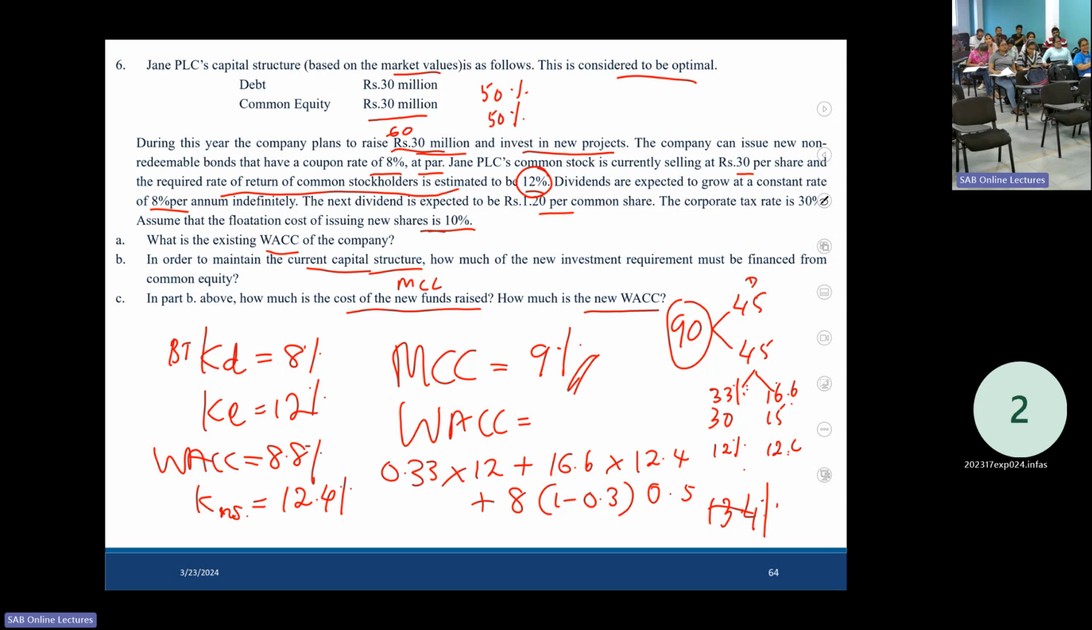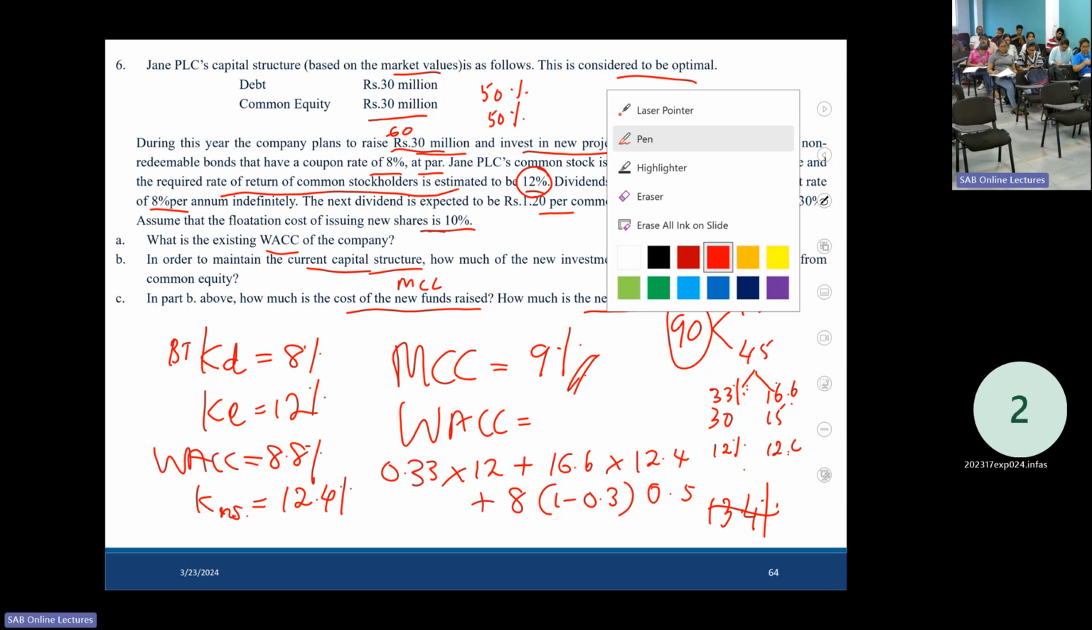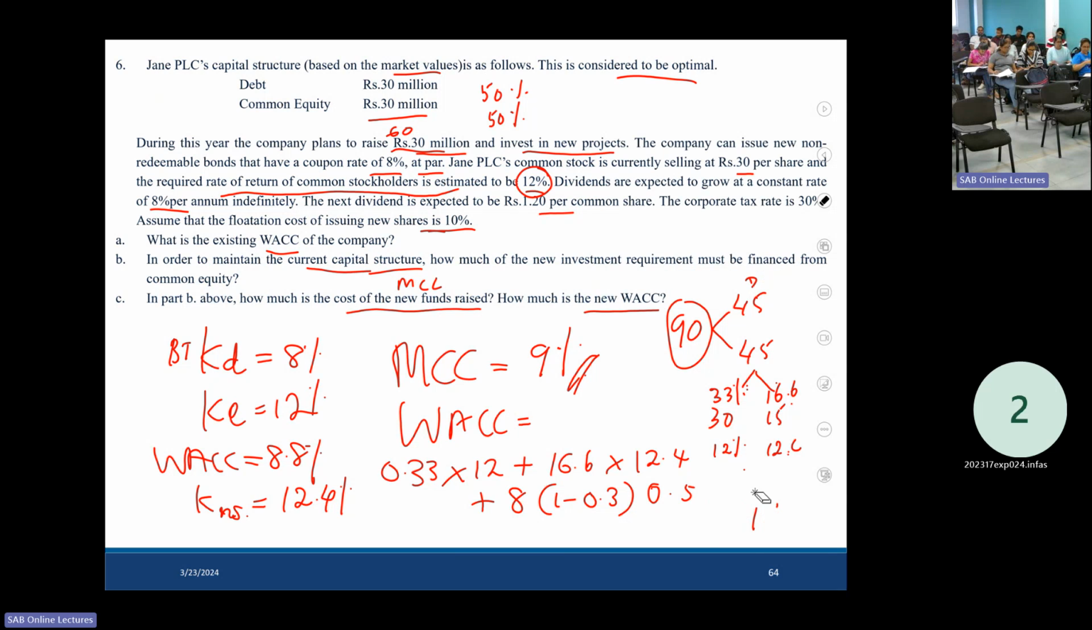First, this is 9%. 9%, make the argument. Yes, MCC is 9%. Argument, theoretical. Exactly what is the new weighted average cost of capital? All right. This is 8.8.